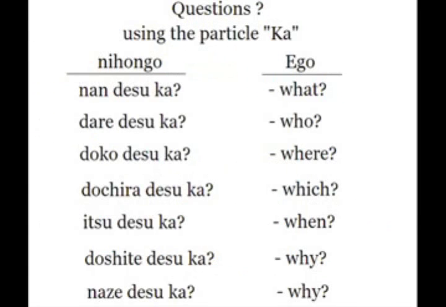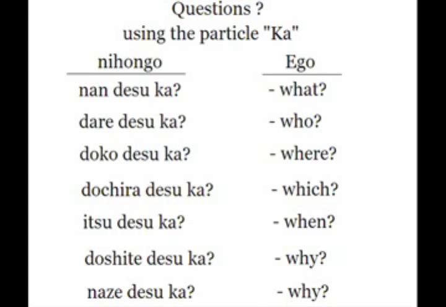In the vocab I taught you nan, which means what, dare means who, doko means where, dochira means which, itsu means when, and doshite means why. And naze is also a form of it. I would suggest not using naze, but you might hear it from other people, so it's good to know. Those are all words you can use to form a question. Just use the word and then add desu ka at the end. For example, nan desu ka? Dare desu ka? Doko desu ka? Dochira desu ka? Itsu desu ka? And of course doshite desu ka? Why? So ka is asking a question.